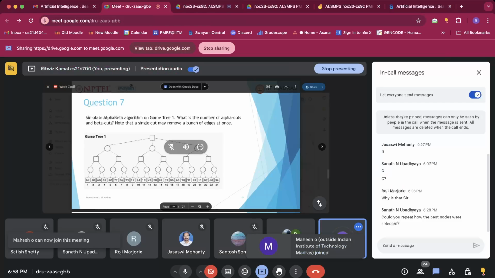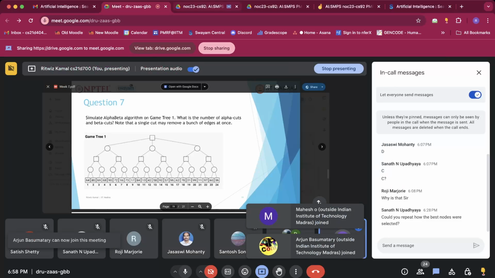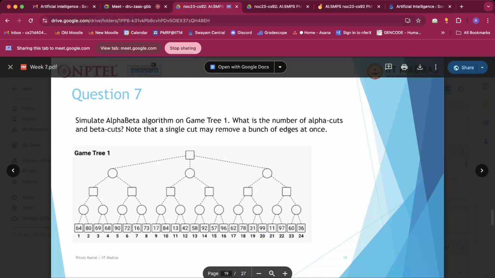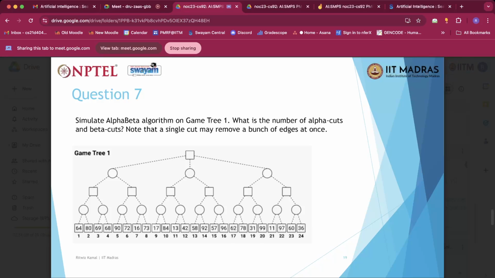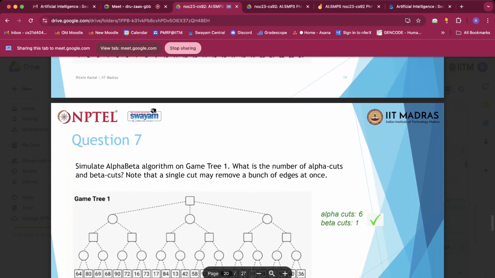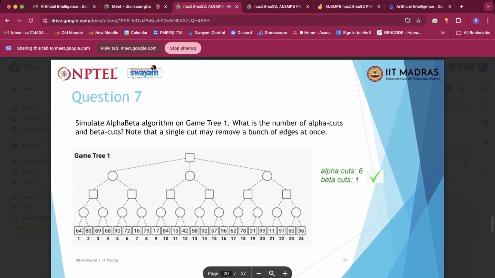Now that we have solved it using the alpha beta algorithm, let's have a look at the question. What is the number of alpha cuts and beta cuts? The question asked us how many beta cuts and alpha cuts are happening, and we saw that there was 1 beta cut and 6 alpha cuts that we encountered, which is what is also reported over here.